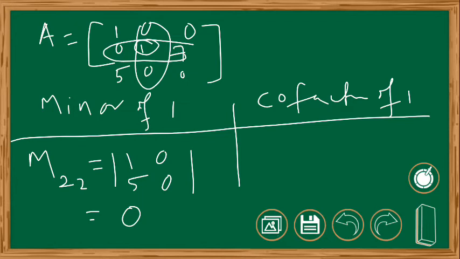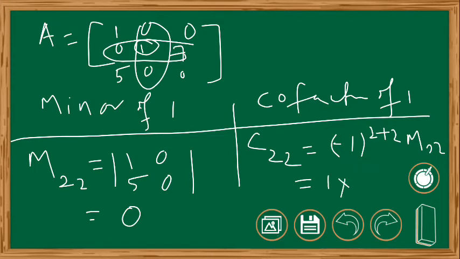Now the cofactor, if I want to write C22, this will be nothing but minus 1 to the power, this is the row number and this is the column number, so 2 plus 2, into M22, right? So minus 1 to the power 4, which is equal to 1, into M22, which is 0. Again it is 0. So here you can see the minor is equal to the cofactor. As I have told, the minor can sometimes be equal to the cofactor, or the negative of the cofactor, right?